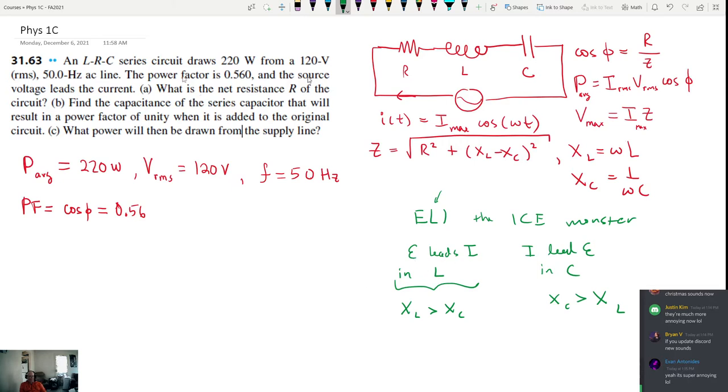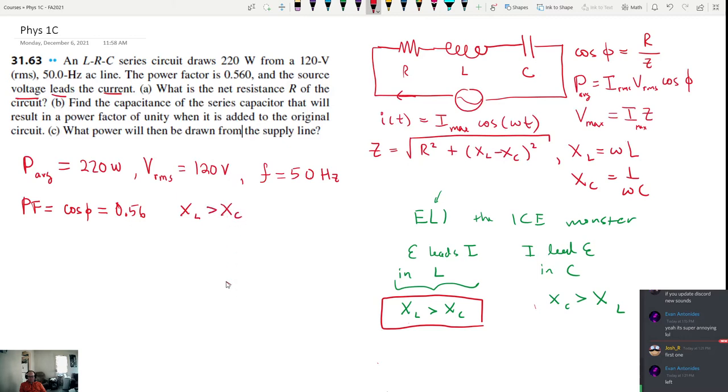So what's happening here, it says that the source voltage leads the current. Okay, so E leads I, right? Which of these two is going to be true in this problem? If it says that the source voltage leads current, which of these two categories are we in? The left one, right? Because it says voltage leads current, EMF leads current, same difference. So that means we know in this problem that XL has to be greater than XC, right? That also means that phi is greater than zero, because tan phi is equal to XL minus XC over R.